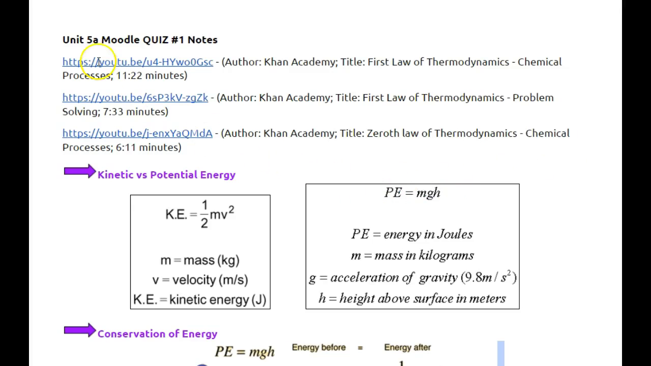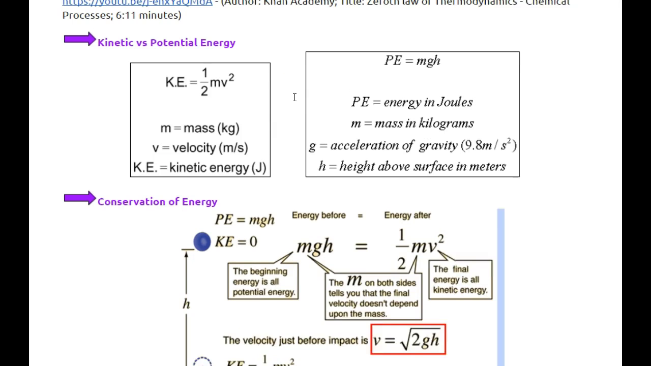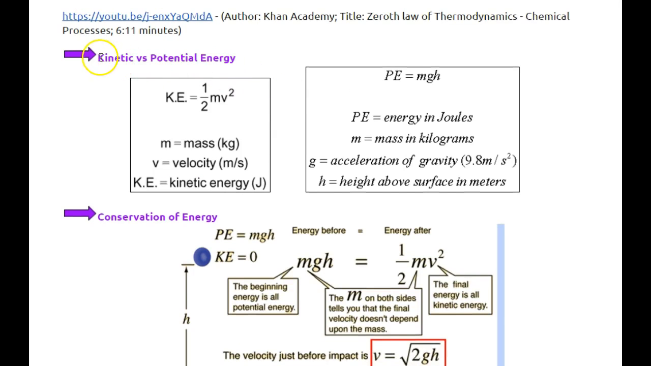So I'm going to go through the notes for Unit 5A that correspond to Moodle Quiz 1. So first, let's make sure we understand the difference between kinetic and potential energy. Kinetic energy is the energy of motion and is calculated by taking 1/2 the mass times the velocity squared.